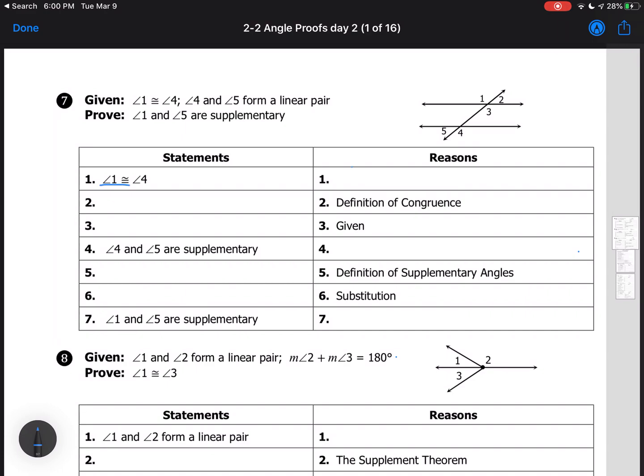Reason for that is going to be given. First reason in any proof is always going to be given. Statement 2 is where we need to fill in, and we know the reason for it is definition of congruence. So definition of congruence tells us that we either change our congruent sign to an equal sign or our equal sign to a congruent sign. So in this case, I'm going to go from a congruent sign in statement 1 to saying that measure of angle 1 is equal to the measure of angle 4.